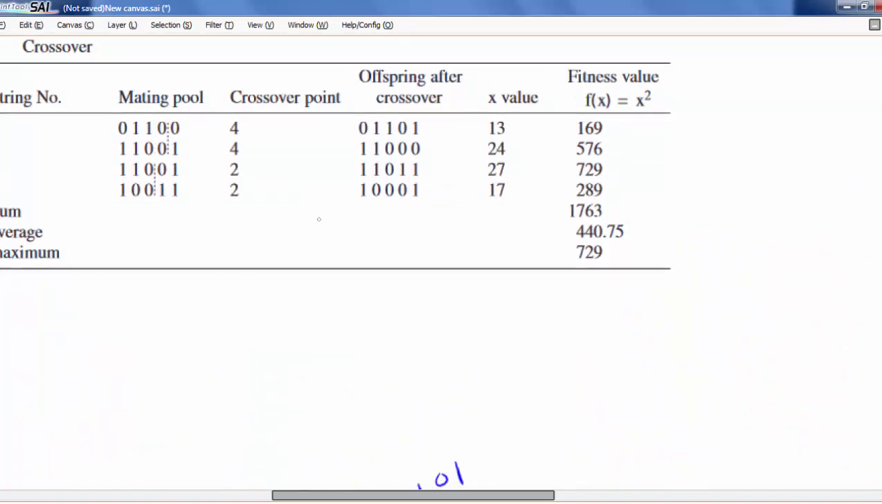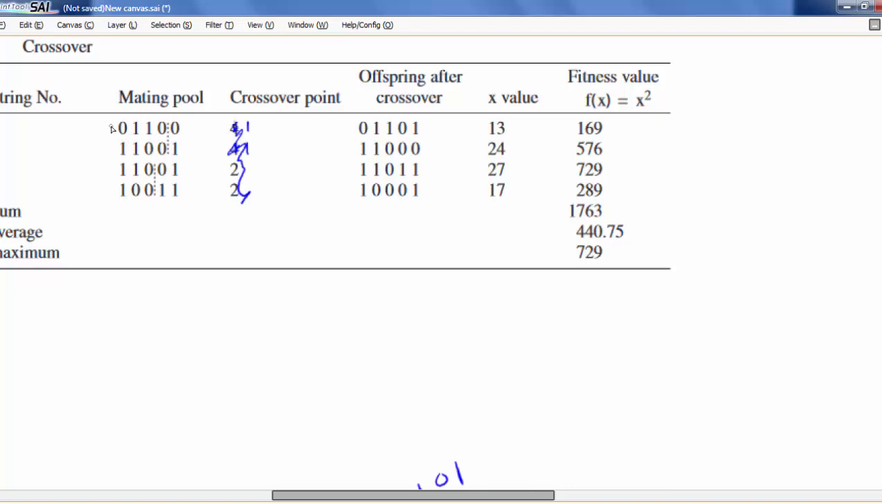In the same way, this crossover appears. I think there's a mistake here. Maybe this is the first one, after the first bit, and this one after the second bit, maybe. Don't worry about this.